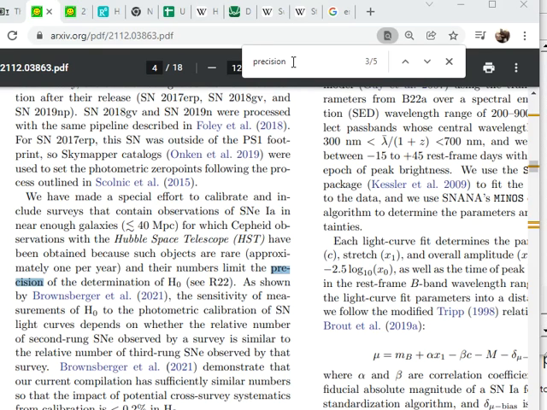But here we can see in this paper, because such objects are rare, approximately one per year, and their numbers limit the precision of the determination of H naught. So this is what they're doing. They're going to take whatever the standard deviation is and divide it by the square root of their numbers. So that's what they're doing to get that precision down to a small, small number.